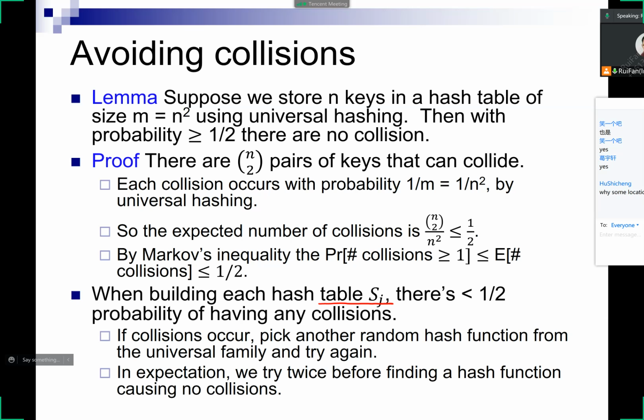So what you can do is try to build the second level hash function. If you happen to get a collision, then just pick another random hash function and rebuild your hash table. Each time you do this, you have at least a 1/2 probability that you don't have any collisions, so in expectation you just need to rebuild your hash table 2 times before you get a hash table with no collisions at all. This is how you ensure that each of these second level hash tables does not have any collisions. You just keep rebuilding until you don't have any collisions, and on average you only have to do this twice.